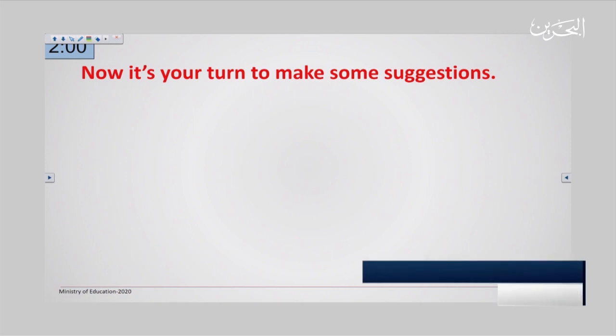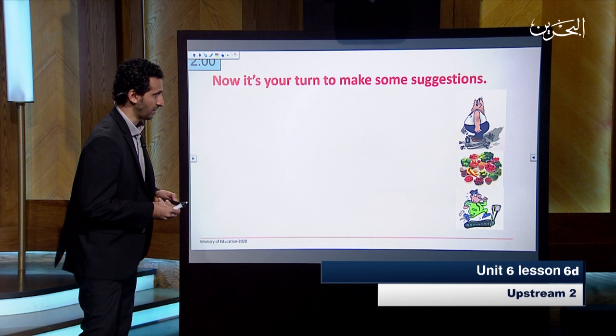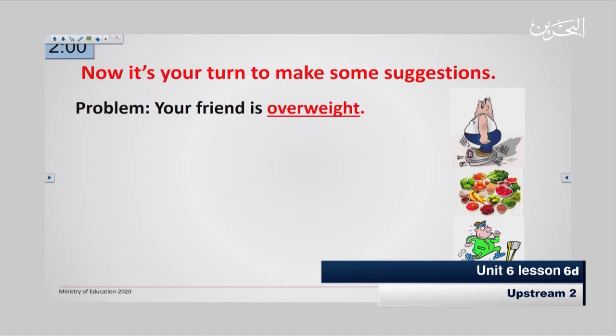Now, it's your turn to make some suggestions. I'm going to show you a new problem, and I'm going to provide you with two visual aids. Have a look at them and try to think of the problem. What do you think? What is the problem with this man here? His problem is being overweight. So your friend is overweight. So this is the problem.